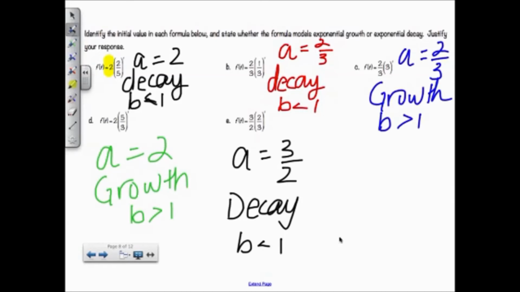All right, go ahead, compare C, D, and E with my answers. For C, you should get that the initial value is 2/3, and it is exponential growth because B is greater than 1. For D, you should get A is 2. It is also exponential growth because B is greater than 1 again. And then for E, the initial value is 3/2. It is exponential decay because the B value is less than 1.